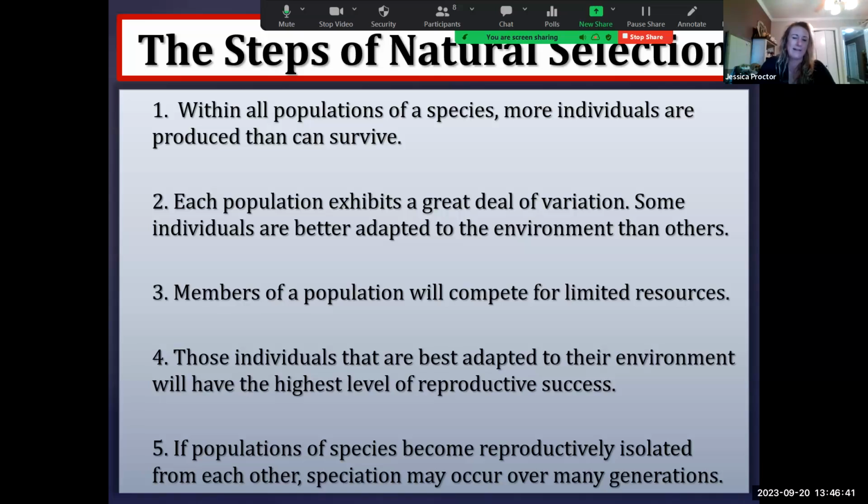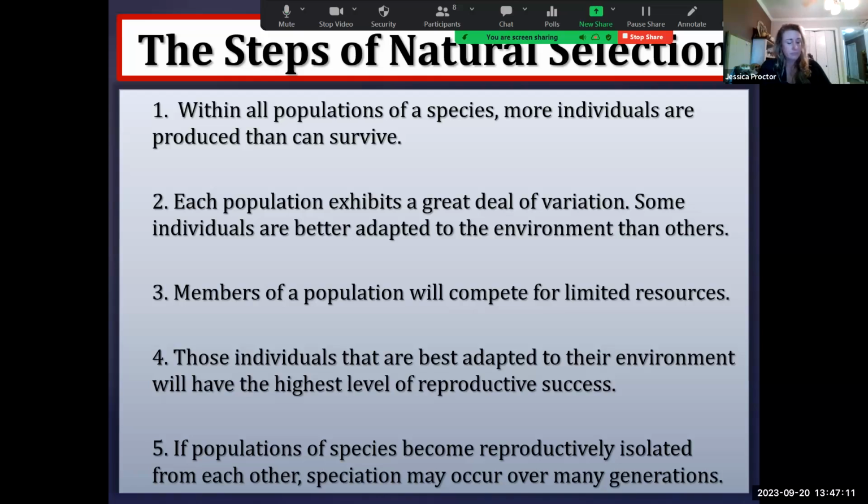All right, number four, those individuals that are best adapted to their environment will have the highest level of reproductive success. So hopefully this one's just kind of common sense at this point. If your individual success and reproductive success are related, if you're better at surviving yourself, then even just by chance, if you have a higher likelihood of survival, it's also more likely that you survive into your reproductive years, and more likely that you have more surviving offspring. If you have higher access to resources, you can also provide those resources to your offspring to help them survive.